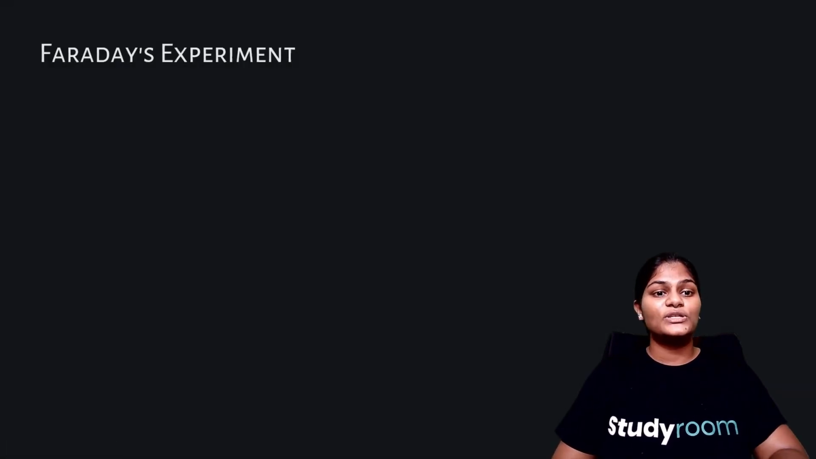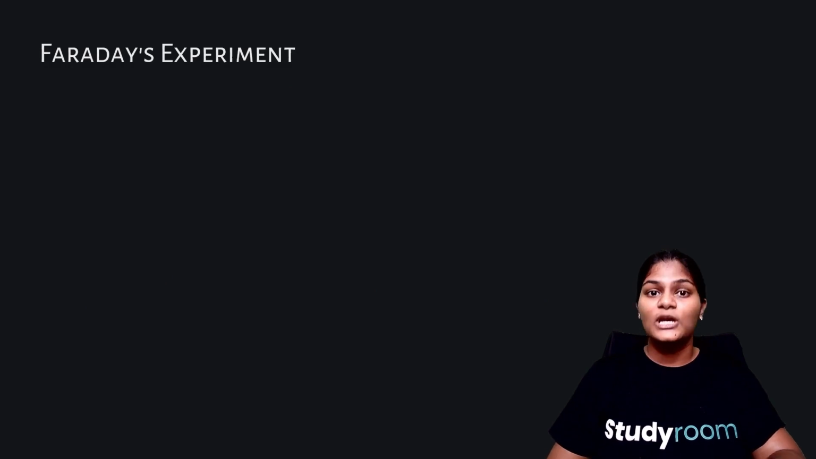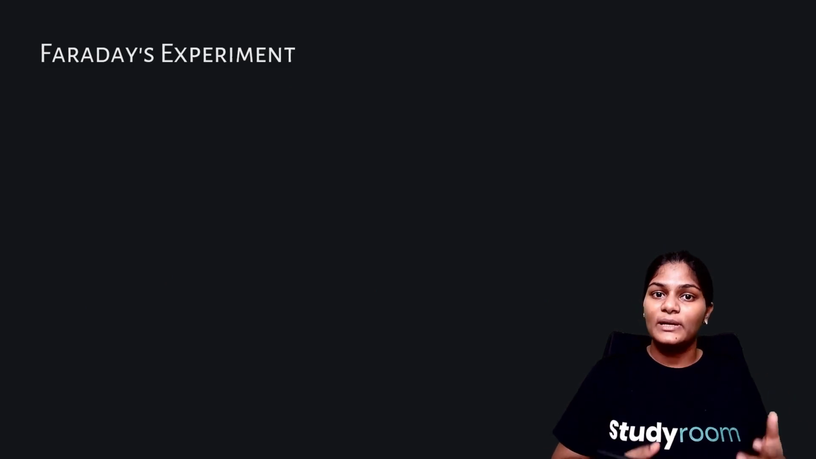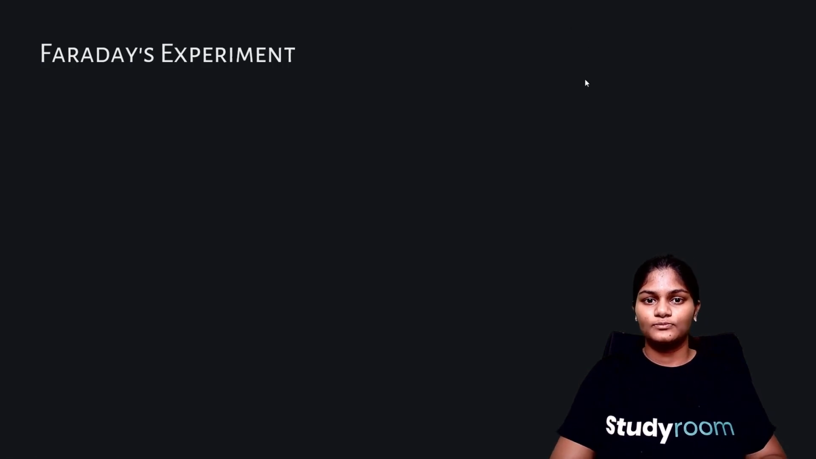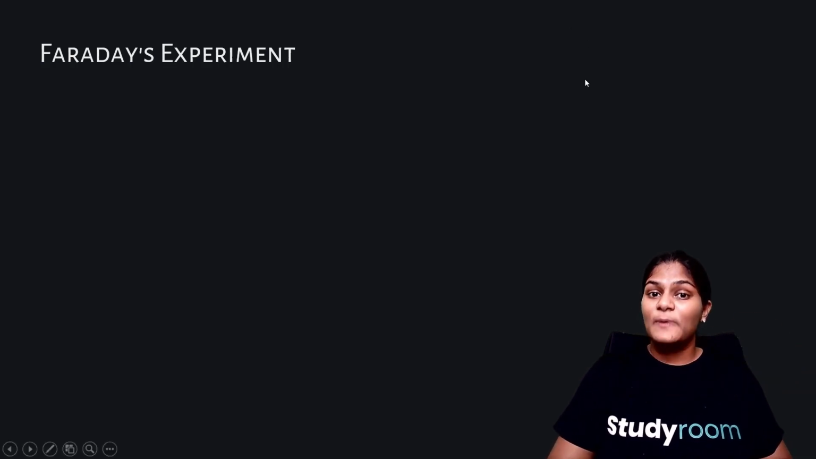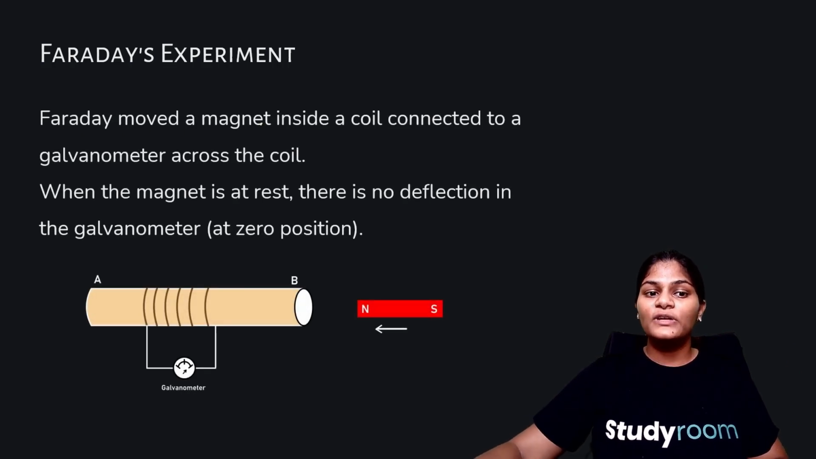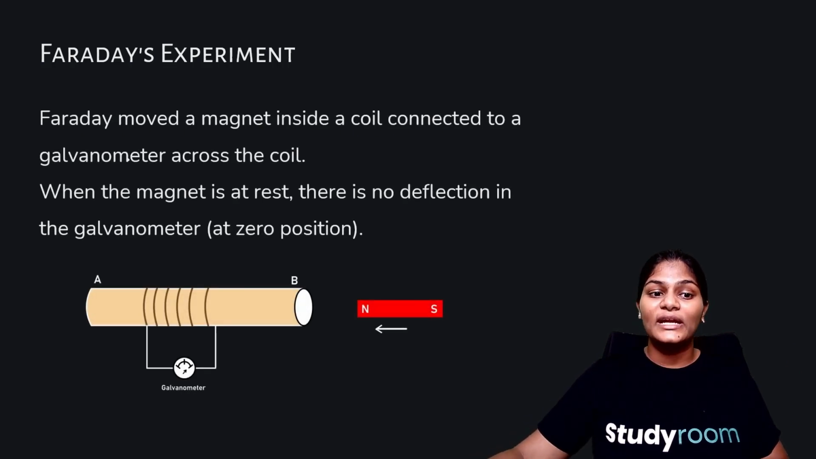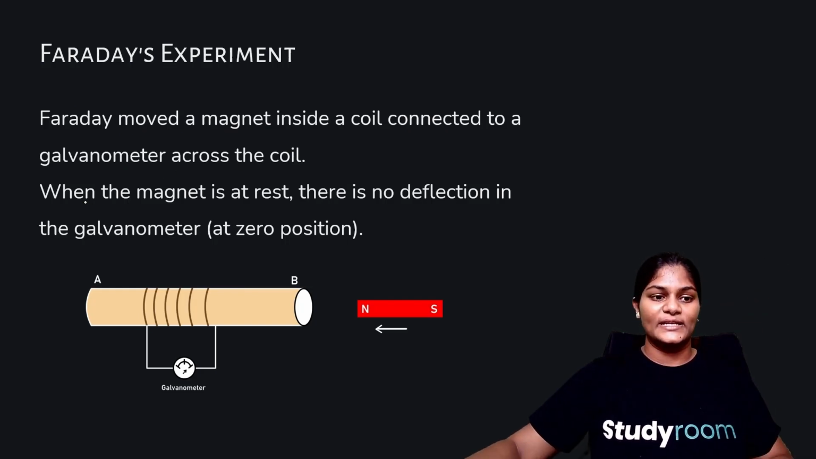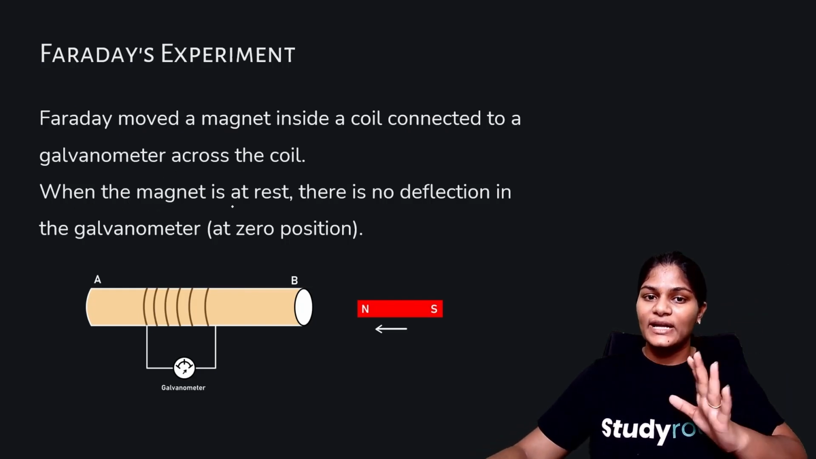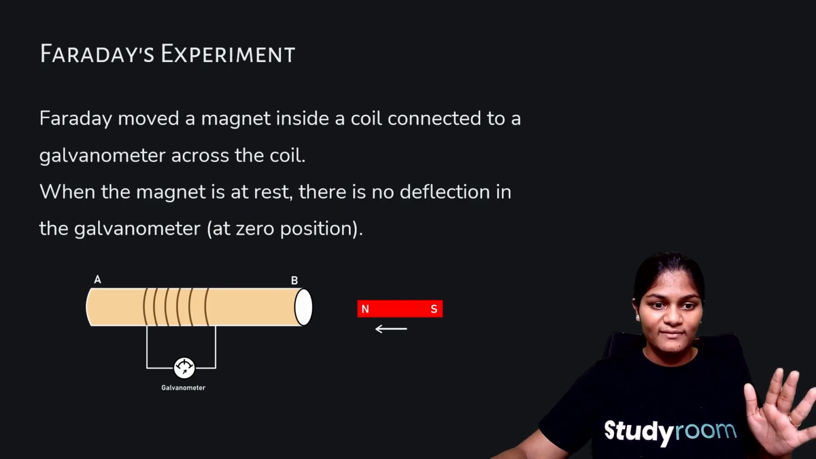So now we're going to study Faraday's experiment. Michael Faraday was an experimental physicist, and what was the experiment he conducted? The experiment he conducted was this. He moved a magnet inside a coil connected to a galvanometer across the coil. Let me read it, then I'll explain it. When the magnet is at rest, there is no deflection in the galvanometer.